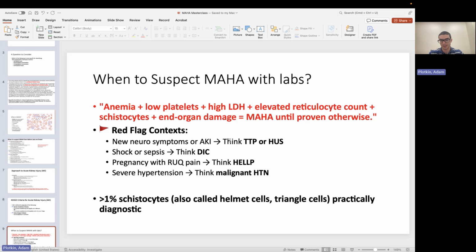We should suspect MAHA in the following, right? If I see a patient with anemia, low platelets, high LDH, elevated reticulocyte count, schistocytes, and end organ damage, that should be MAHA until proven otherwise.